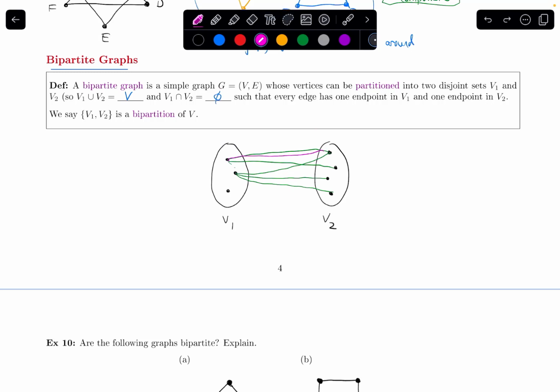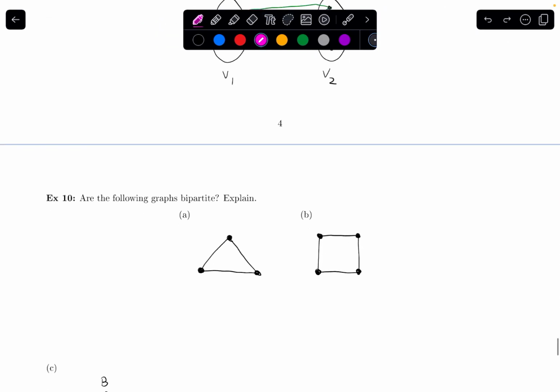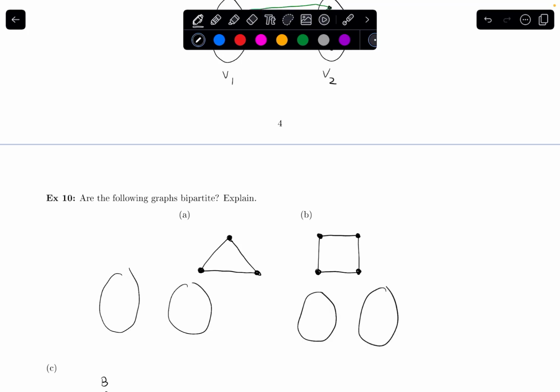Okay, so let's do some examples. Are the following graphs bipartite? And explain. For each of these, I want to ask myself, is there a way to split these vertices into two groups? Can I put them into one group and a second group, such that any edge that I draw will always be connecting something in the first set with something in the second set?